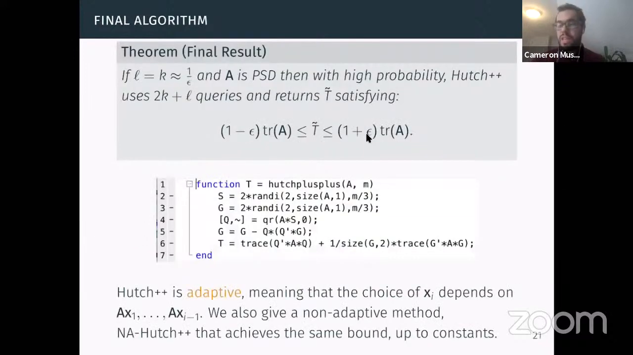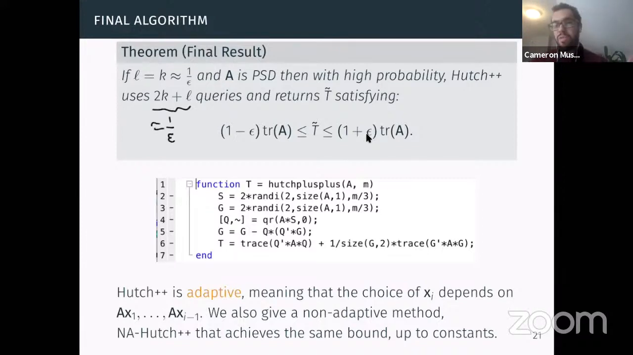Okay, so let me just state that as a theorem. That's basically the whole analysis; it's very simple. If I let L equal K and both be roughly 1 over epsilon, and A is a positive semidefinite matrix, then with high probability, this Hutch++ method uses exactly 2K plus L queries, and it returns a trace estimate T tilde satisfying that it is within (1 minus epsilon) times trace of A and (1 plus epsilon) times trace of A. So my total query complexity is roughly 1 over epsilon.